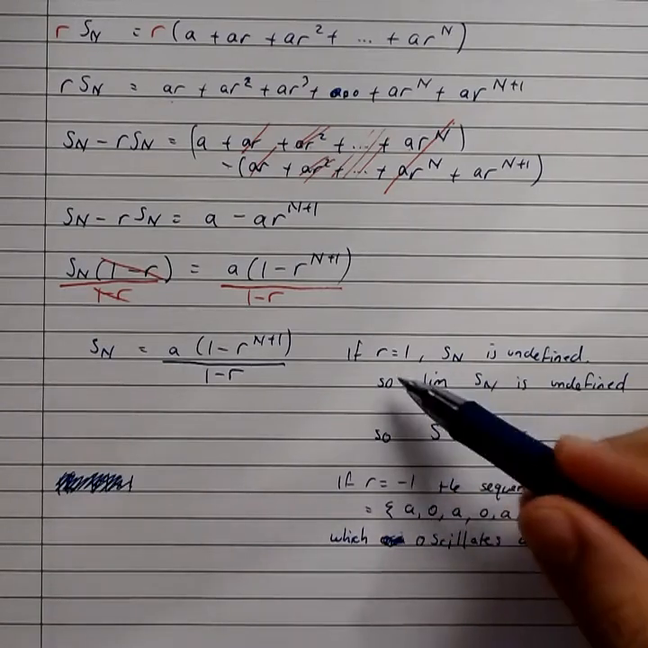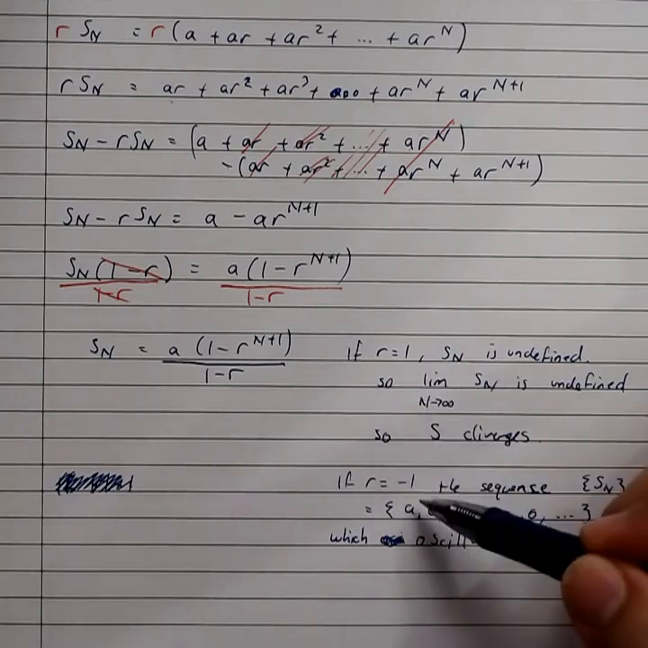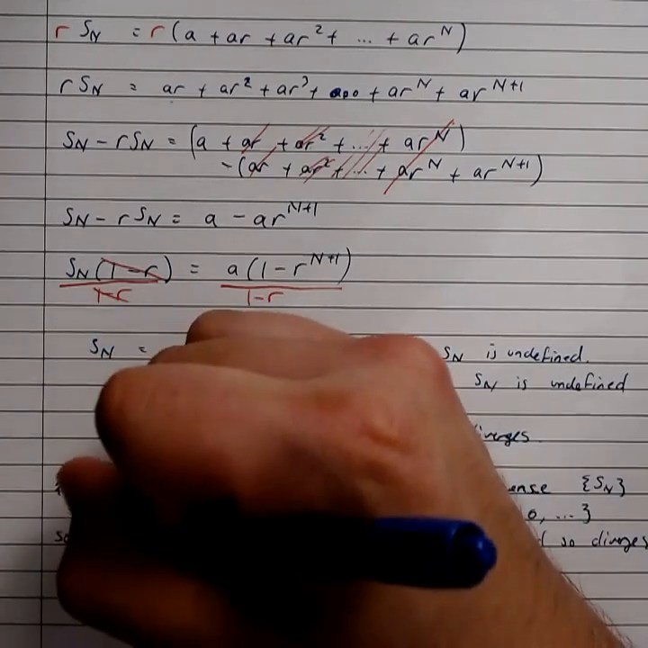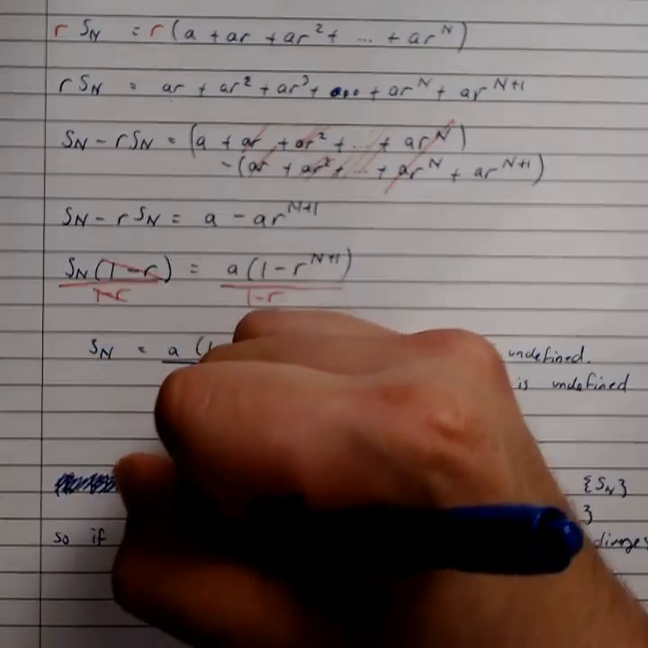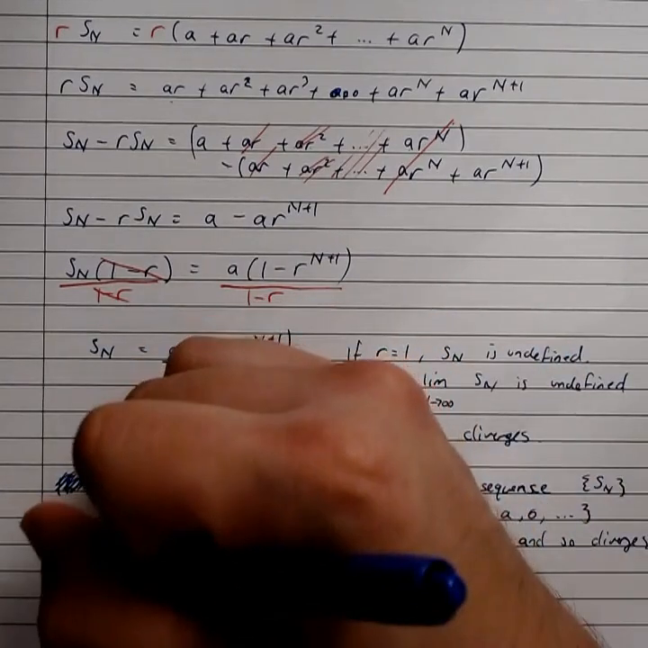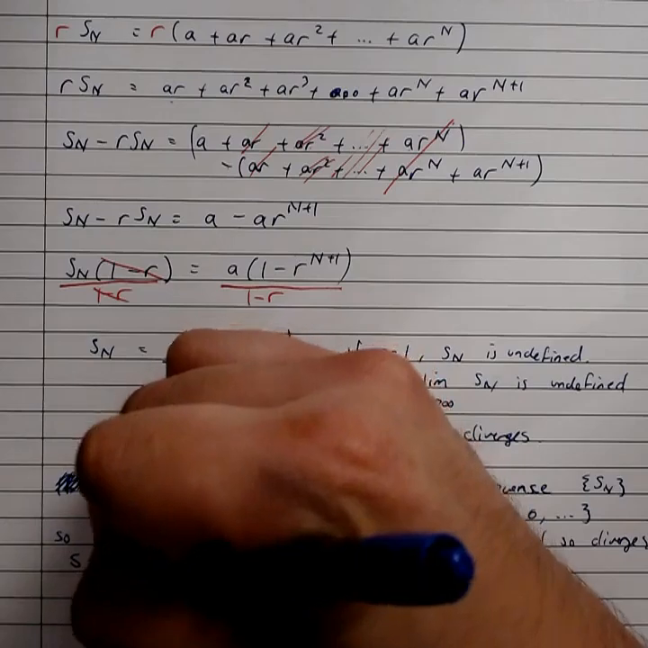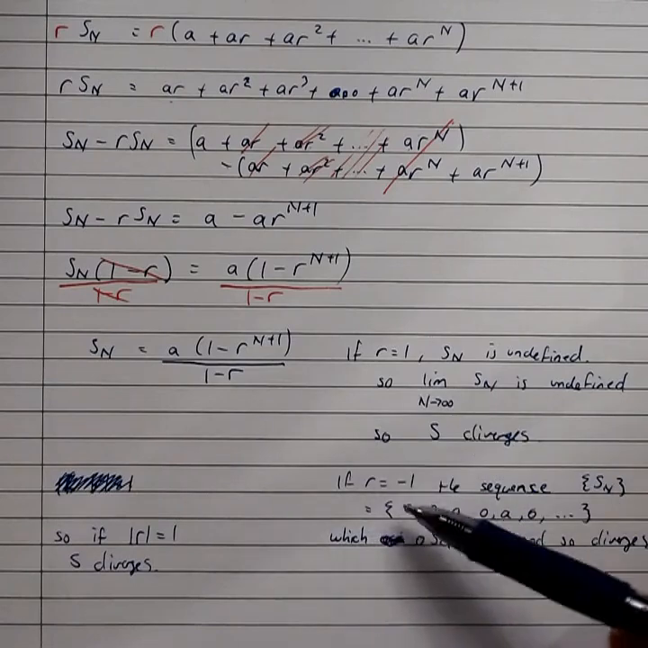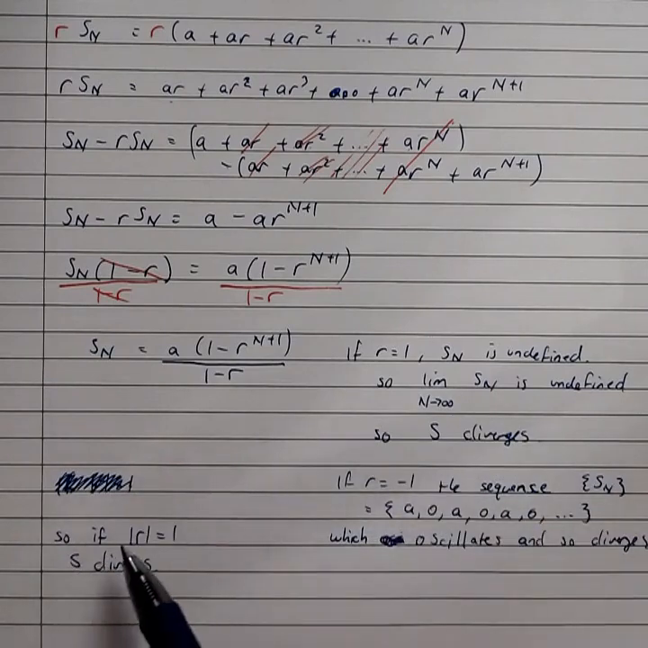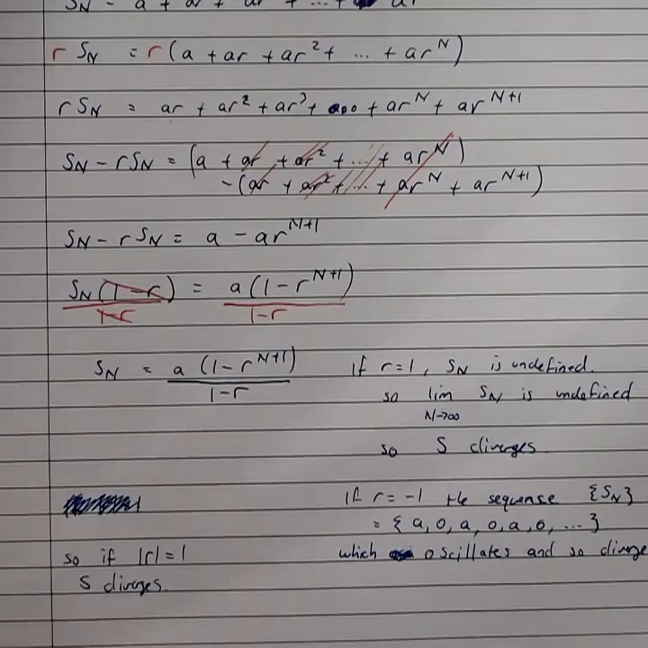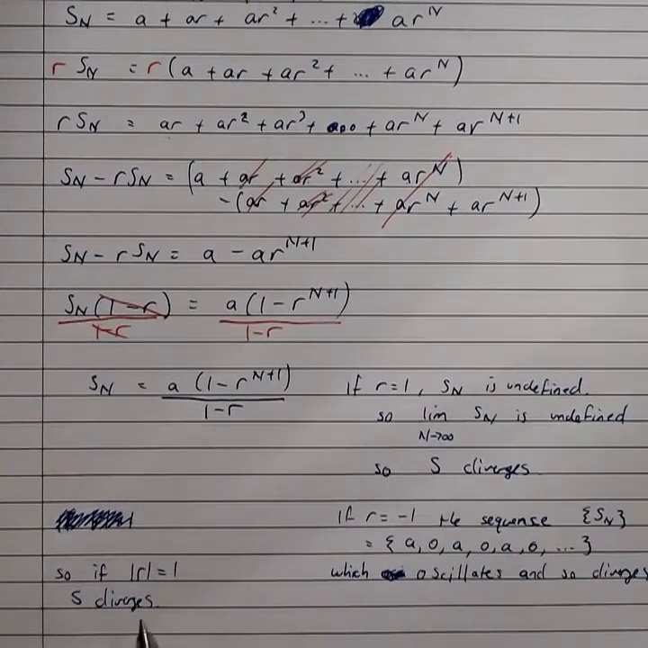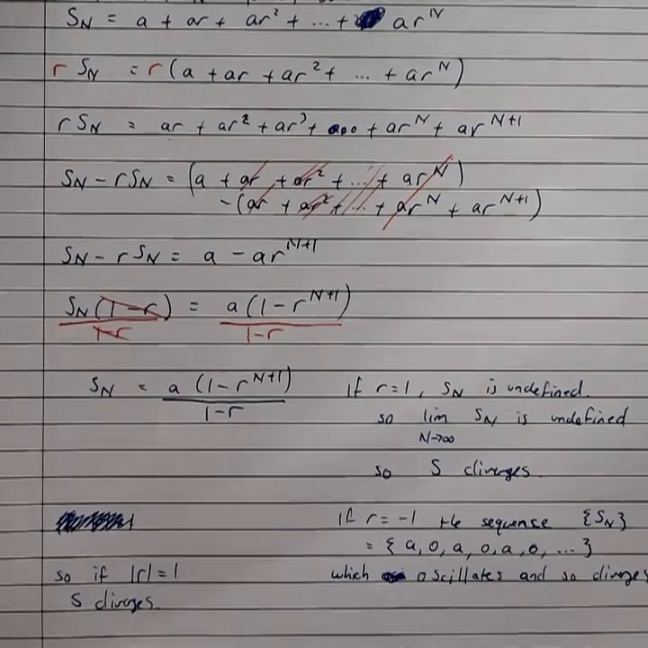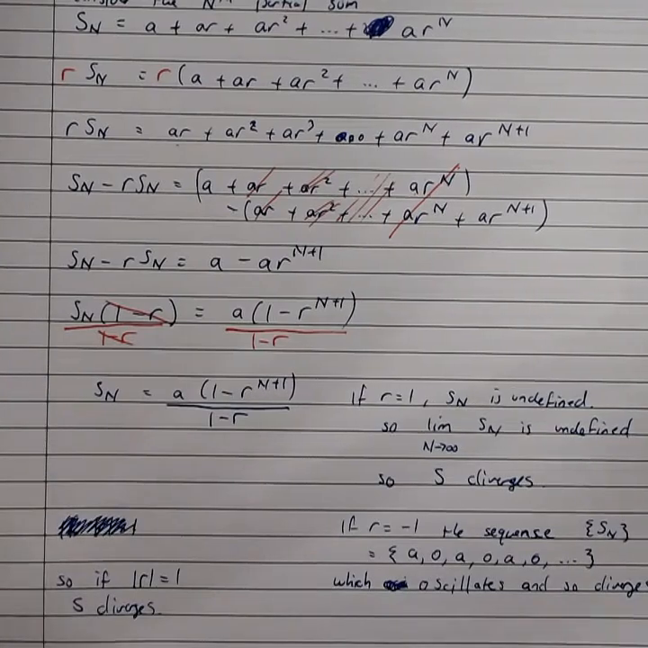Okay, so here we know R cannot be 1 or negative 1, or in other words, its absolute value can't be 1. So if R in absolute value is equal to 1, S diverges. So if R equals 1 or if R equals negative 1, that means S diverges. Another way to say that succinctly is, if the absolute value of R is equal to 1, S diverges. Okay, so what happens if the absolute value of R is not 1? Well, there's two ways for that to happen. Either it's greater than 1 or it's less than 1.